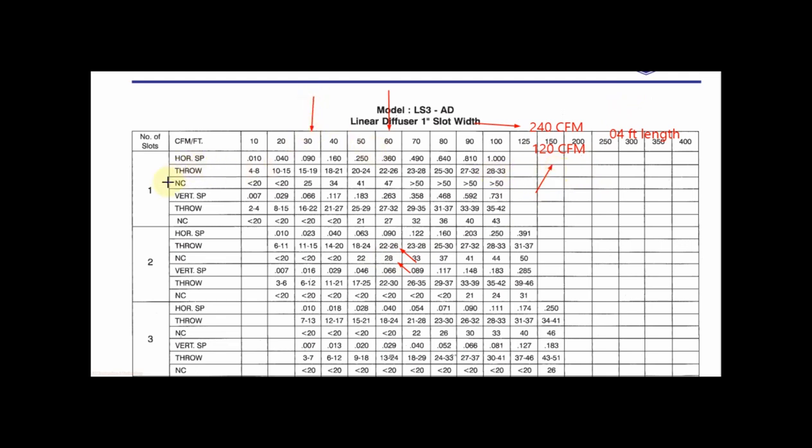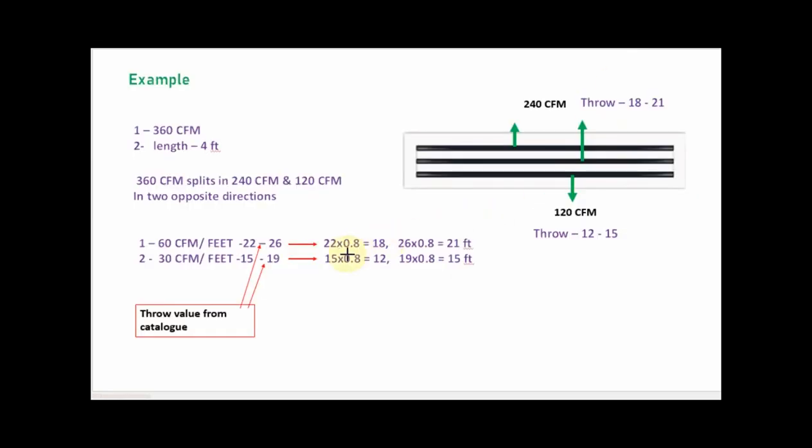Then we will see for one slot, the NC value is 25, less than 30. Then the throw is 15 to 19 feet. We have selected these throw values from the performance sheet. For 60 CFM per feet, 22 to 26, and for 30 CFM per feet, 15 to 19 feet.